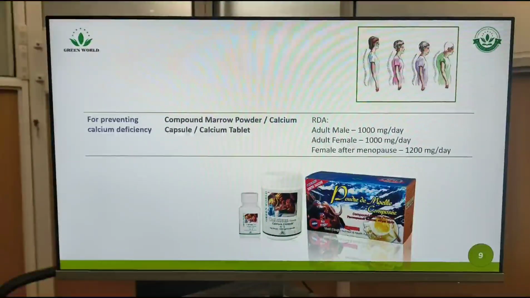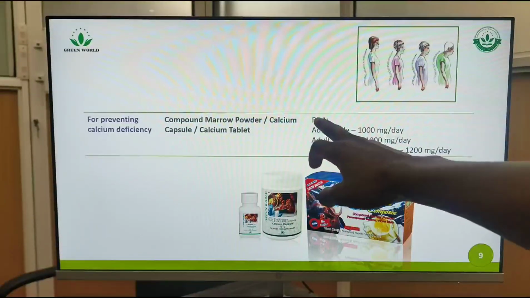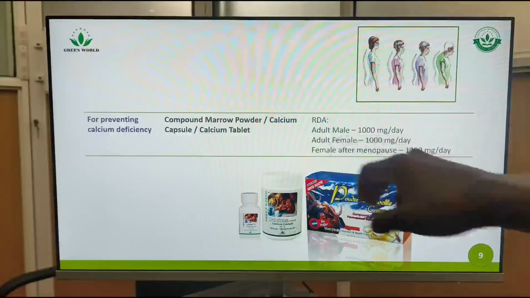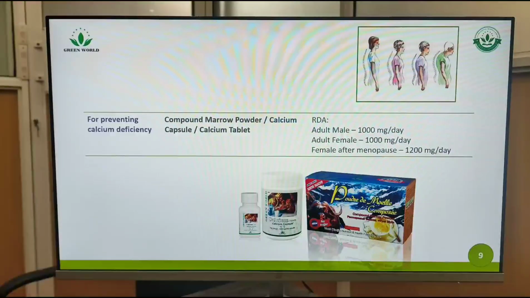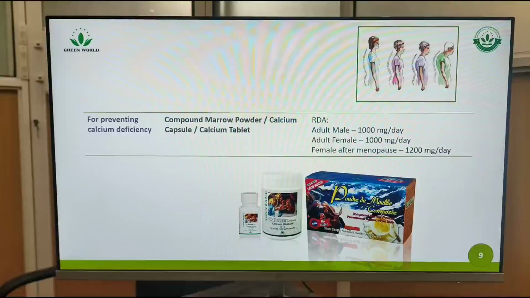First, we have to prevent calcium deficiency. And the only way we can prevent calcium deficiency is by making sure that we supplement enough calcium to the body, especially to the elderly above 50 years. That's why we have what is called the RDA, recommended dietary allowance on a daily basis. It is different in different people. An adult male needs 1000 milligram per day. An adult female also needs 1000 milligram per day.